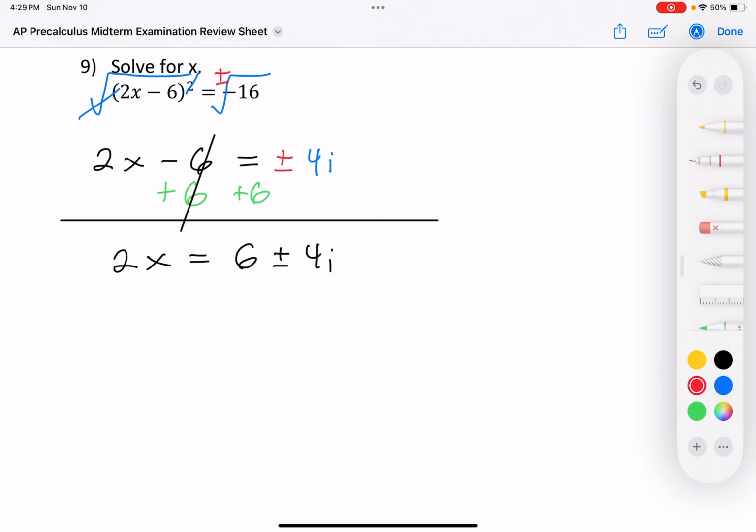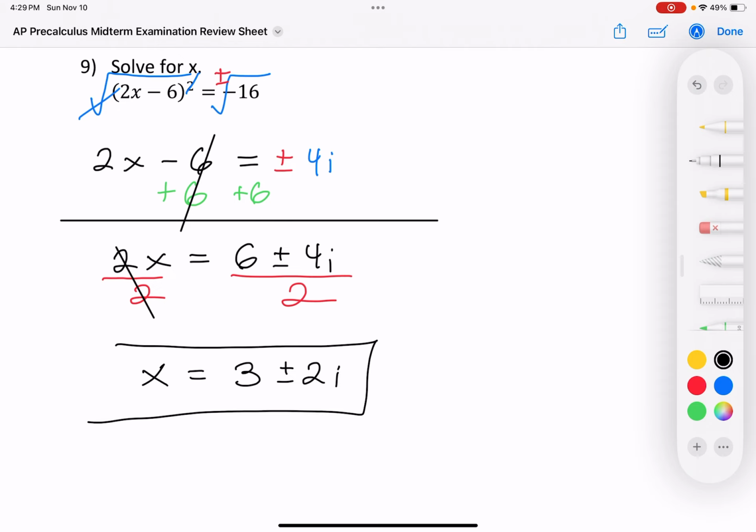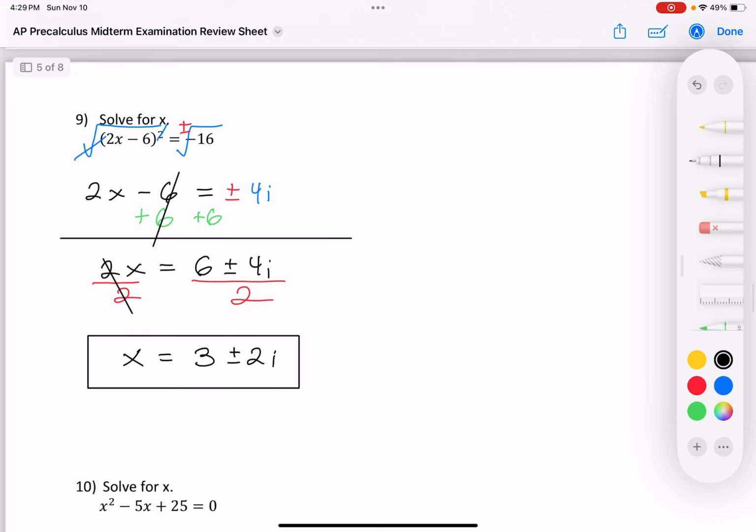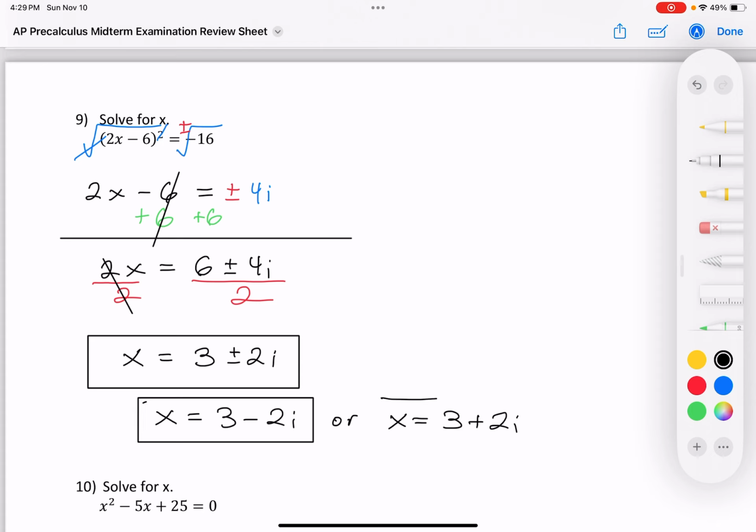And then last but not least, to get x by itself, you're going to divide each side by 2. So x is going to equal to 6 divided by 2 is 3, plus or minus 4i divided by 2 is 2i. And there you go. Or if you want to write it in two different solutions, x equals 3 minus 2i, or x equals 3 plus 2i. That's also valid as well.